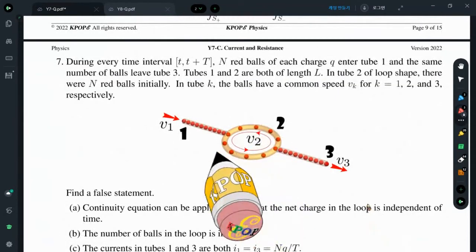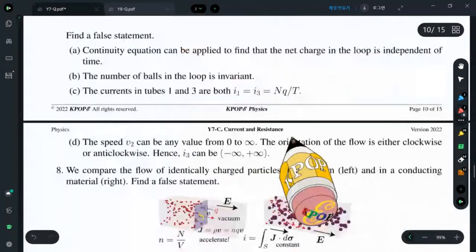This is an interesting question, but because the answers are all given here, let me pass this problem.